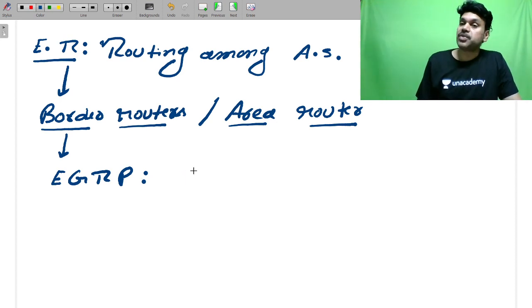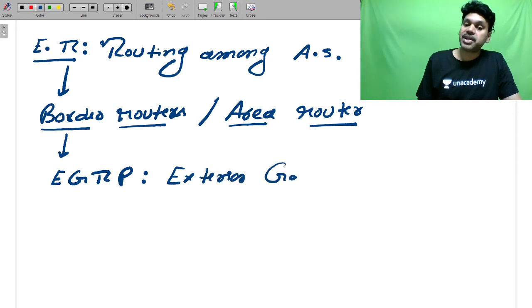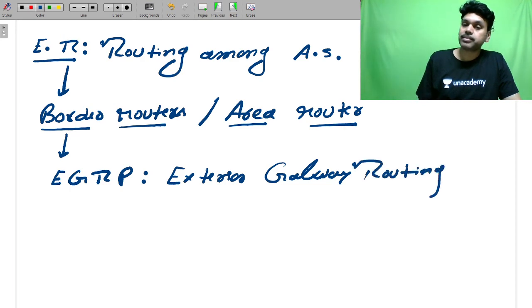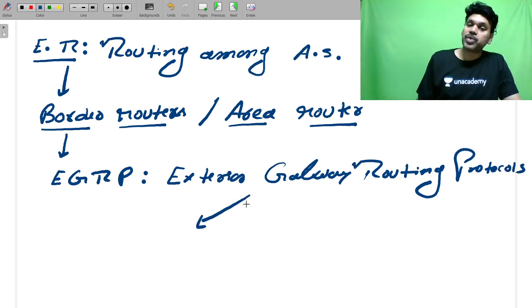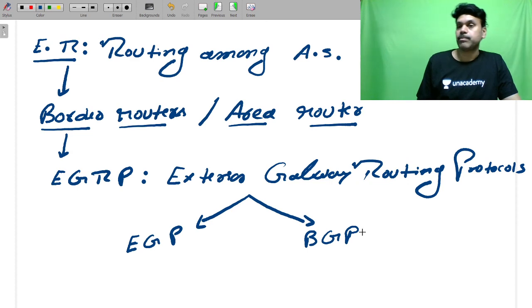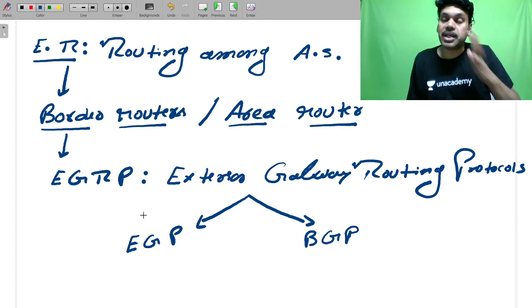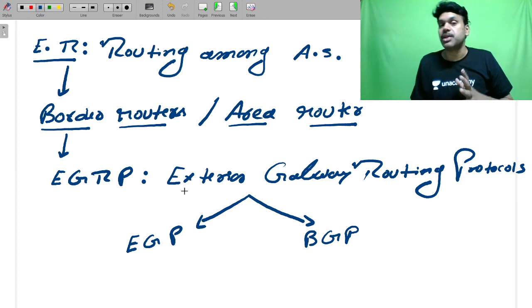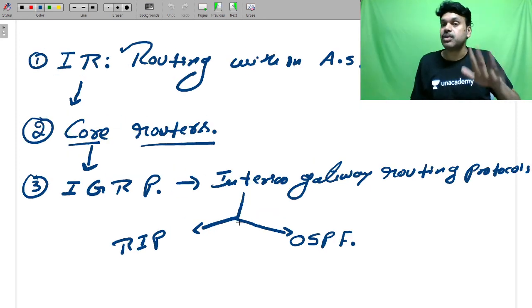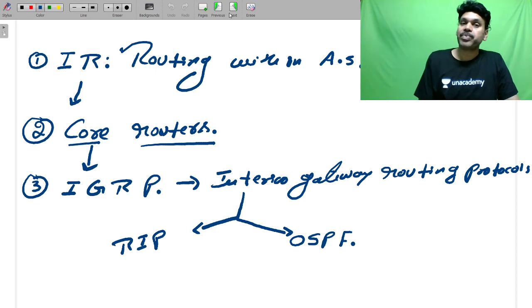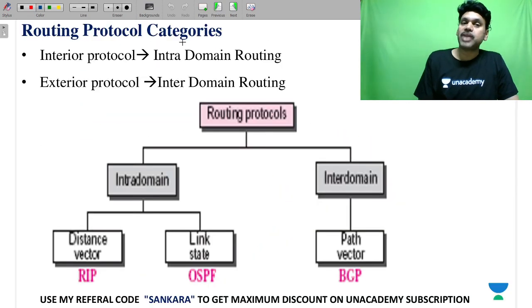What are exterior gateway routing protocols? Let me write it completely. Exterior gateway routing protocol. There are two varieties: Exterior Gateway Protocol and Border Gateway Protocol. These two cannot be used for interior purposes. These two are exclusively for exterior and those two are exclusively for interior only. So that's the meaning of this.